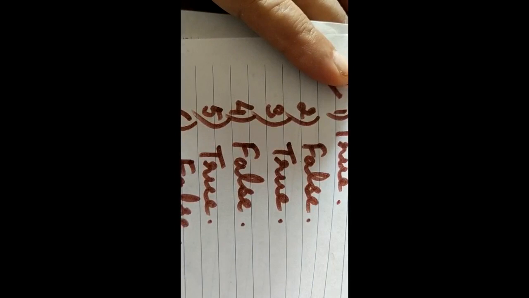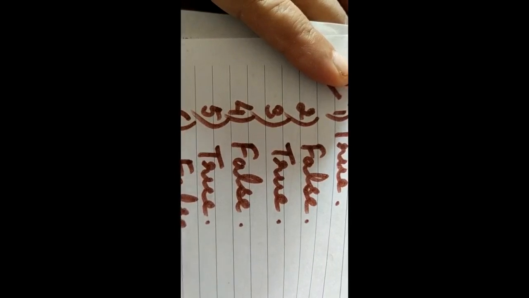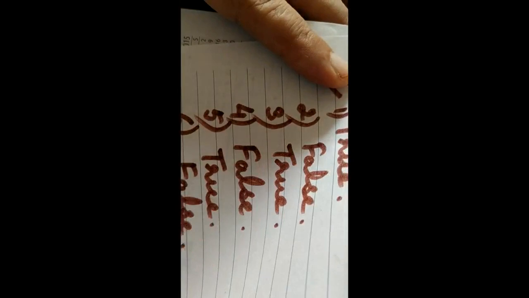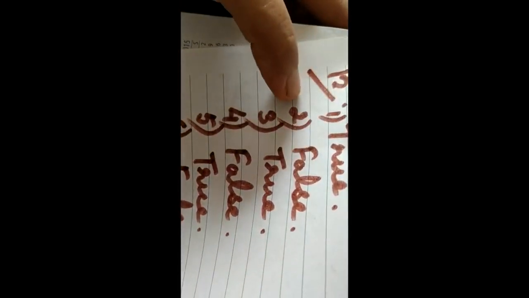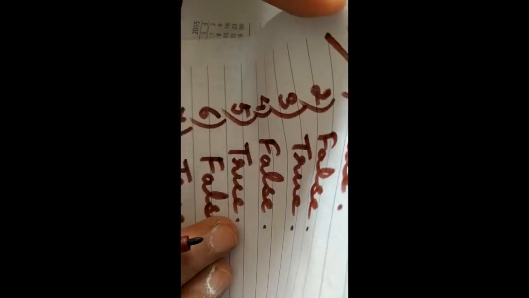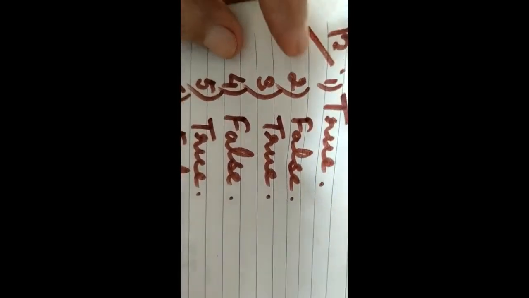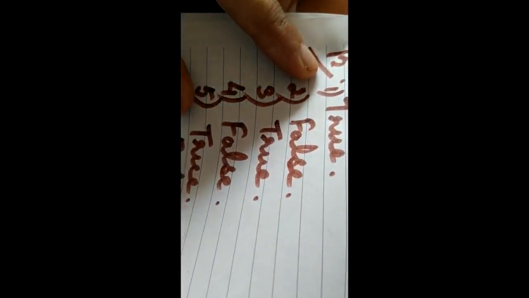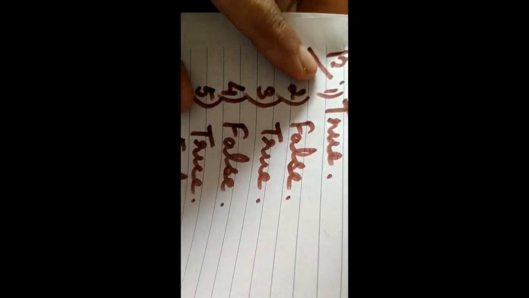Now C part. B part is completed, children. Now we will move towards the C part. Take the correct option. A process that helps in transportation in unicellular organisms is known as diffusion.